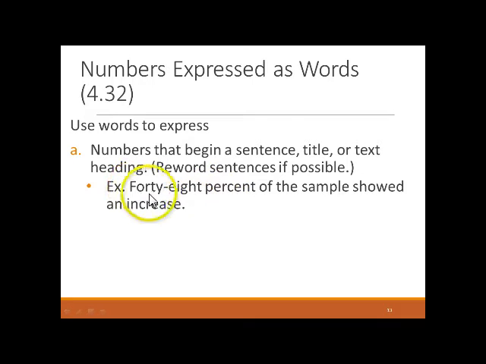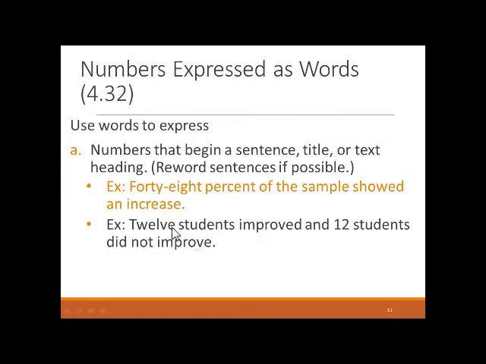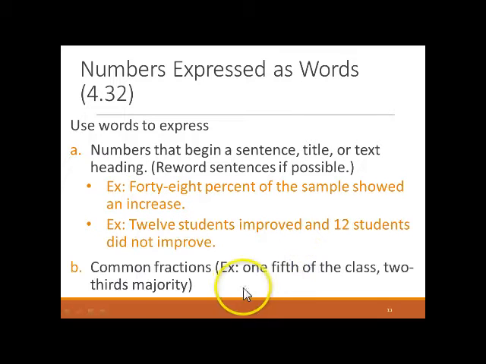Also, here's an example, 48%. And in this one, 12 students improved, 12 students did not improve. Here, because the number is 10 or greater, we write it as a numeral, but because the same number starts a sentence here, we have to write it as a word. And then common fractions are also written as a word. Unfortunately, APA doesn't say what they consider common to be, so it's kind of a judgment call in that regard.